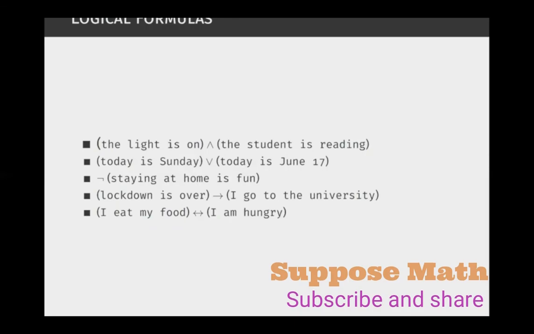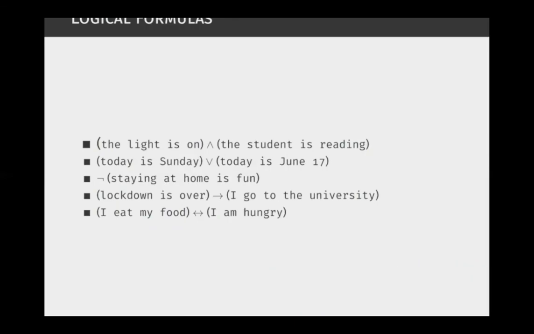And the second statement is an example of or. Today is Sunday, or today is June 17th. You can also check that these two sub-statements, that is the left-hand side and the right-hand side, are legitimate propositions because you can assign the value true or false to each of them. Or, as you can imagine, means that at least one of these two statements should be true in order for the whole statement to be true.